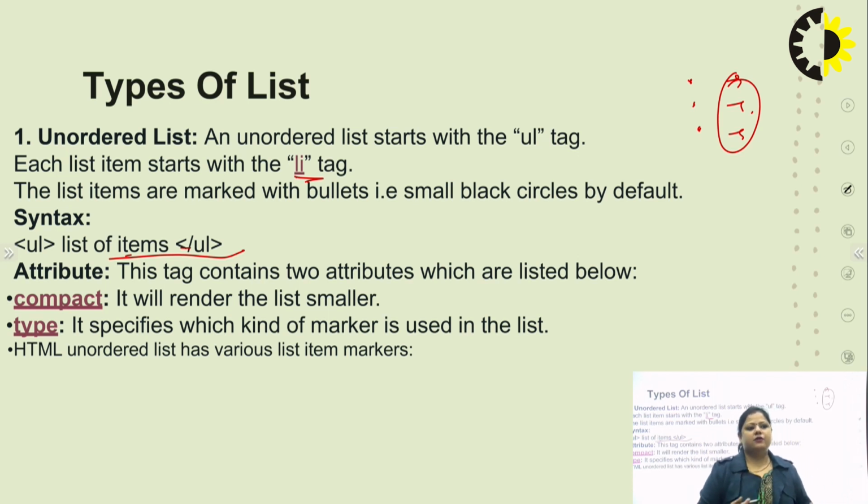Now, in the case of attributes, this tag contains two attributes, listed below: compact and type. Compact will render the list smaller. Whenever we need our list to be smaller, we use it. And type specifies which kind of marker is used in the list. HTML unordered lists have various list item markers.